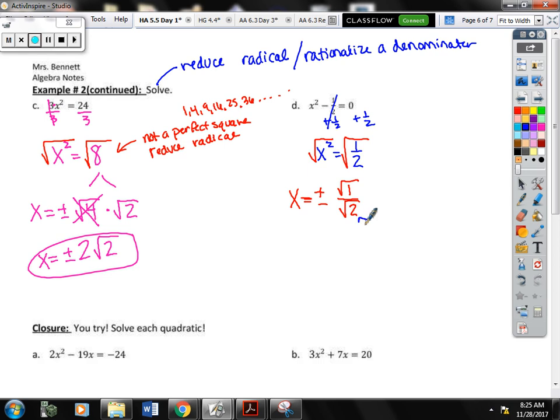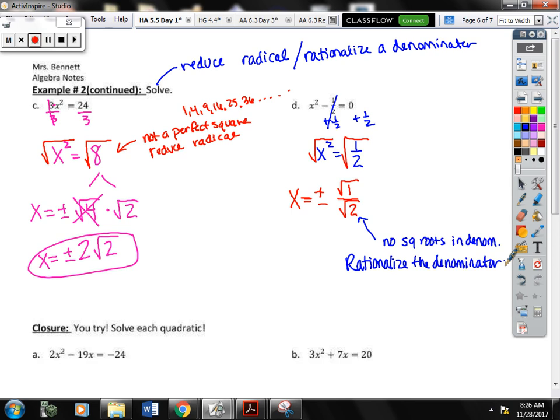Now, at this point, we have a square root in the denominator. We're not allowed to keep that as a rule. Okay, so we might write that down. No square roots in the denominator. So what we're going to have to do is rationalize the denominator. Again, you should have learned this in Algebra 1, but we might forget it. Does anyone remember how to rationalize the denominator? How to move the square root from the denominator to the numerator?